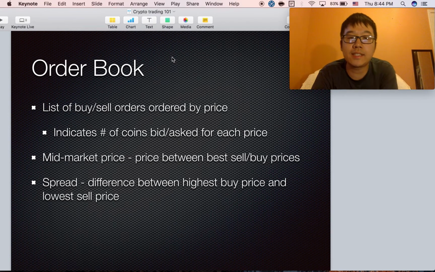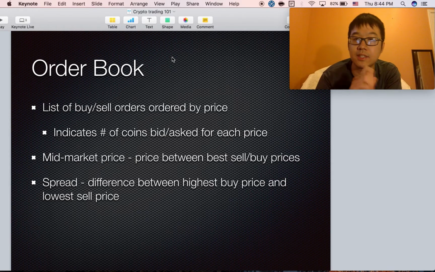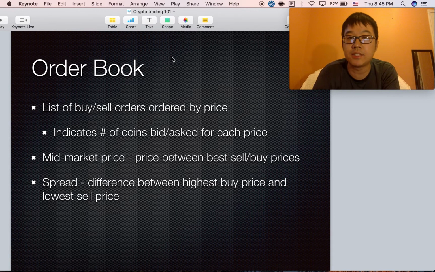The mid-market price is the price between the best sell or buy prices. That means the lowest sell, highest buy. The price in between is the mid-market price. Spread is the difference between those two numbers I just mentioned. And these terms are commonly used, maybe not if you're just a beginner trader, but something good to know anyways.